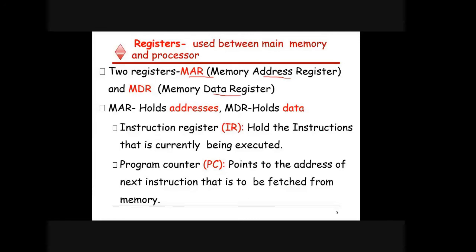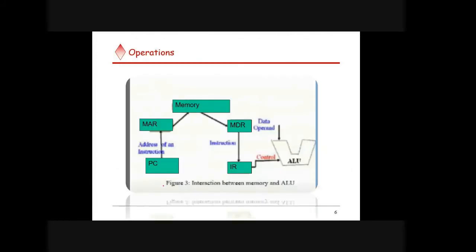Instruction register holds the instruction that is currently being executed. So the currently executing instruction will be stored in the instruction register. What is the program counter? It points to the address of the next instruction that is to be fetched from the memory. So the program counter has the address of the next instruction to be fetched from the memory. These are the registers present. Now we'll see the flow of execution of the instruction.